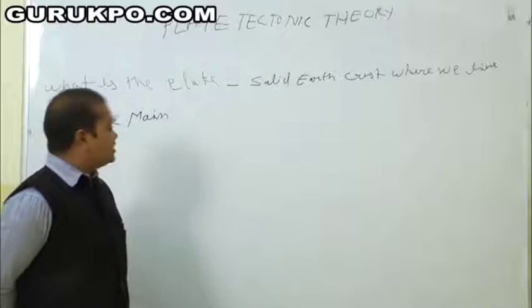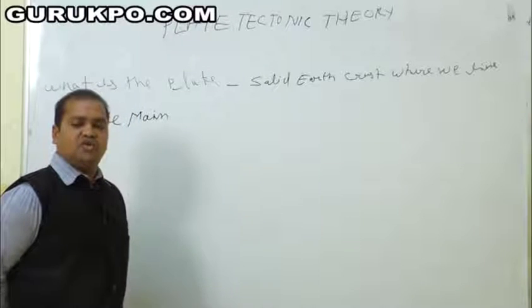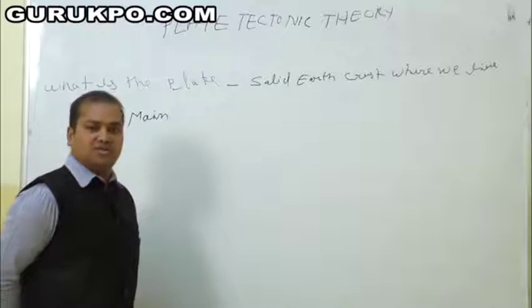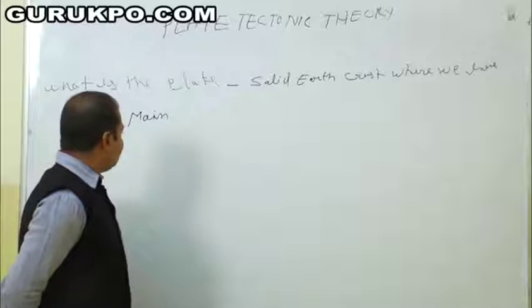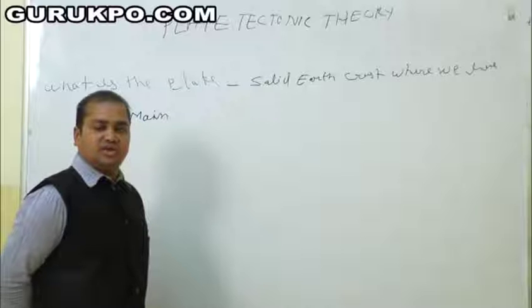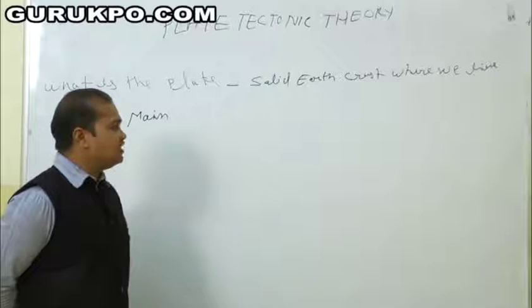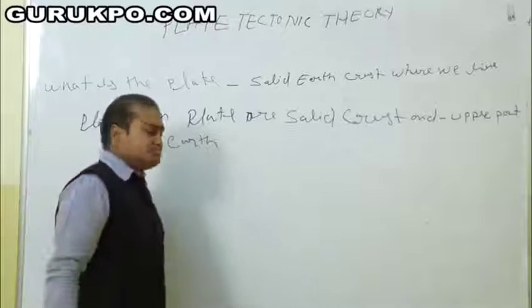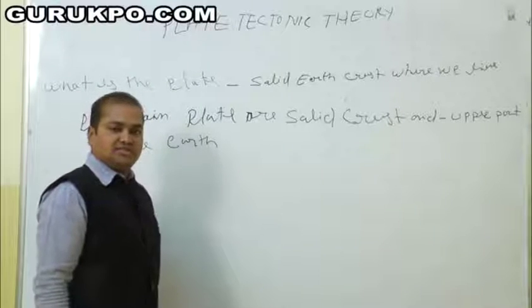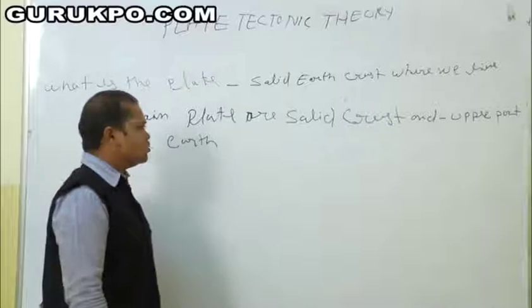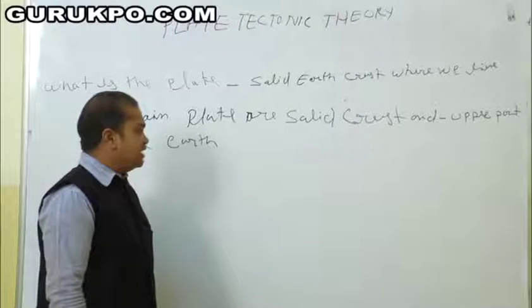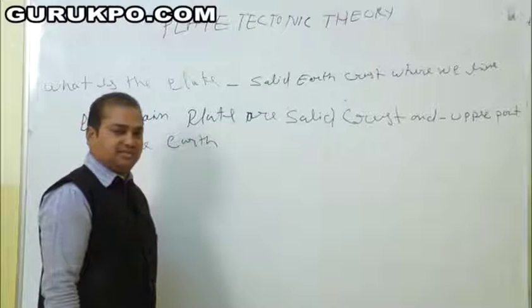First of all, what is the tectonic process in geomorphology? Due to some major forces, internal and outer. That is why I can say, first of all, plate. What is the plate? Plate is the solid surface of the earth crust where we live. Plate is the upper part of the earth surface. Like an oceanic surface, there are two types of plate. First one is the continental plate and second one is the oceanic plate.